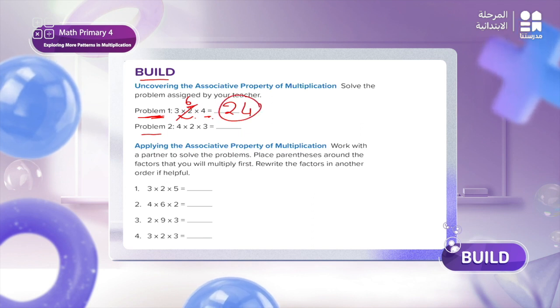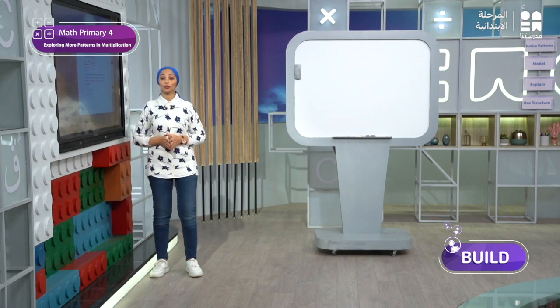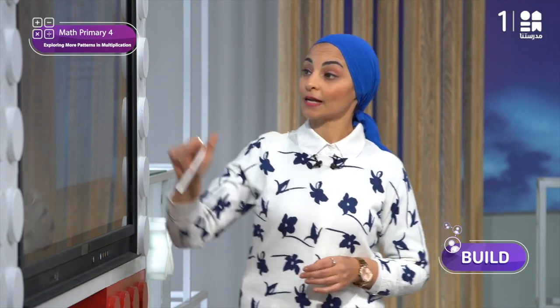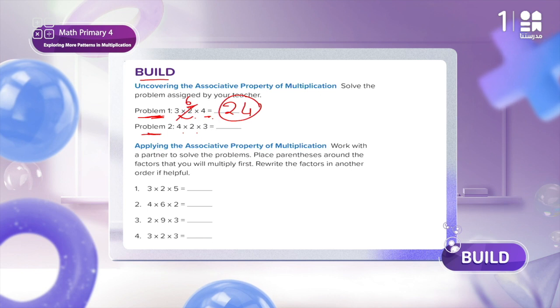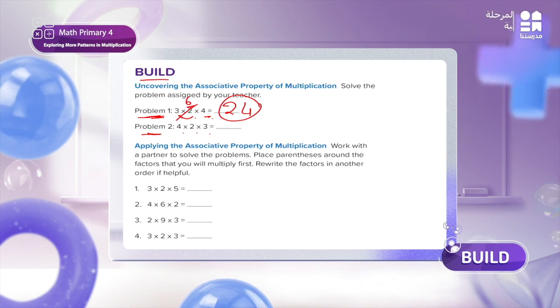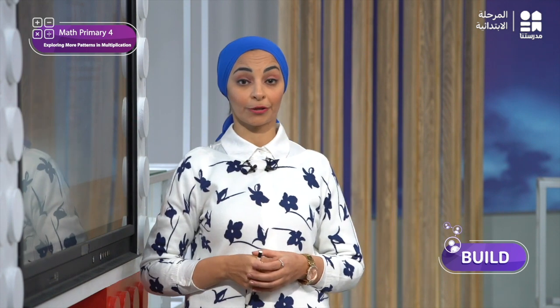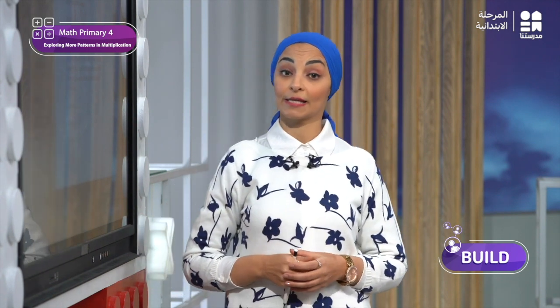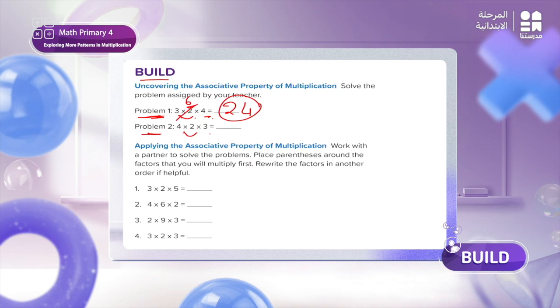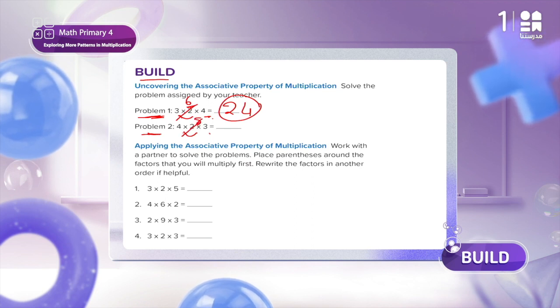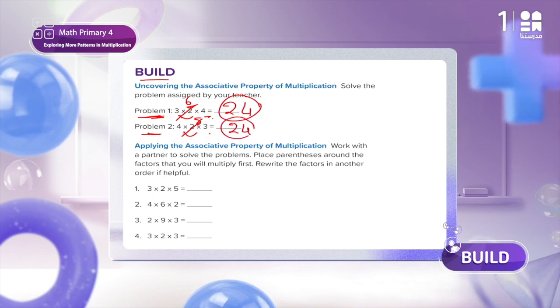طيب تعالوا نشوف بقى problem number 2. هي problem number 2 بتقولي إيه؟ بتقولي that I have 4 times 2 times 3 which are the same digits. على فكرة أهو 3 times 2 times 4 هي نفسها 4 times 2 times 3. But in different order. غيرت بس الأوردر بتاع النمبر. طيب ممكن أحلها إزاي؟ Yes, I can make 4 times 2 gives me 8. Then 8 times 3 gives me what? 8 times 3 equals 24 which is the same answer.